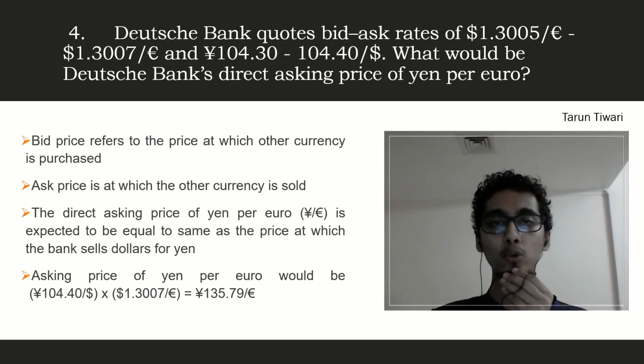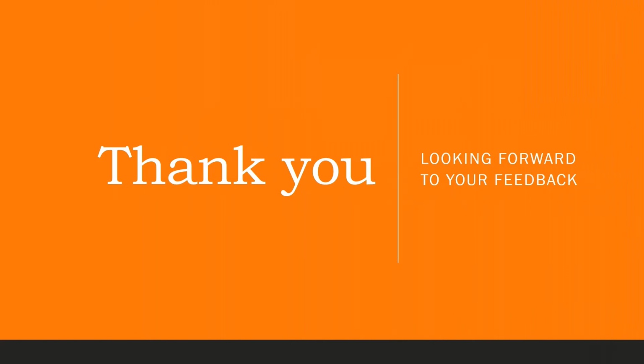The bank would want this to be the same as the price at which it sells dollars for yen, that is 104.4 yen per dollar, times the price at which it sells euros for dollars, which is 1.3007 dollars per euro. This will give 135.79 yen per euro.